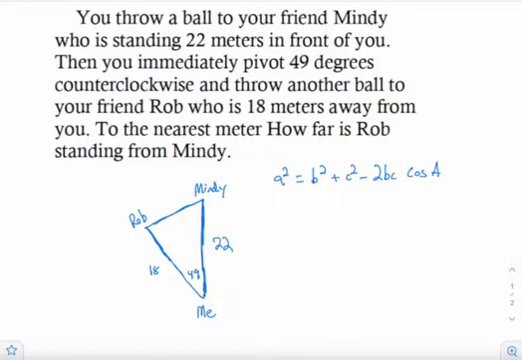So B is going to be, let's say B is 18 and C is 22. So I'm calling this B and C, but at this point, it really does not matter. This is the side we're solving for. These are the two given sides. So however we set that up, we're still going to get the same answer.